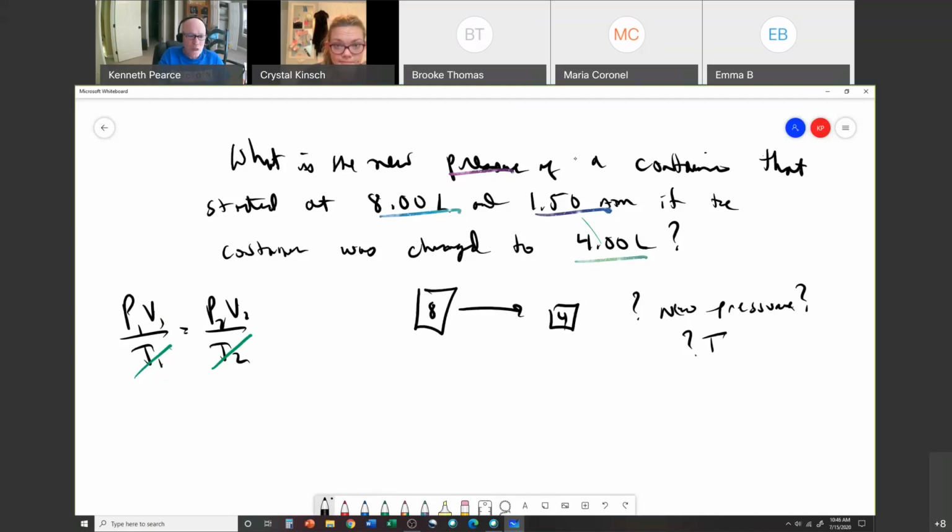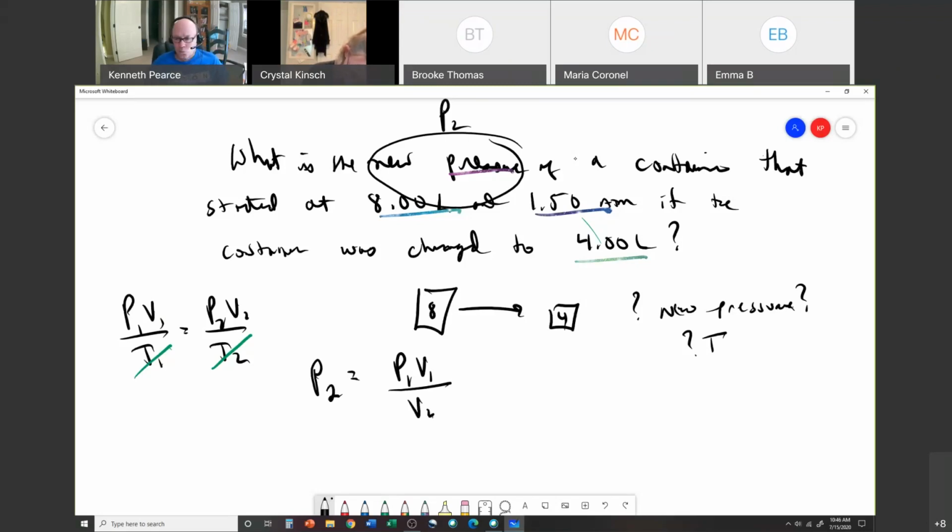Now, I don't think we can do cross multiplication here. So what I'm going to do is solve for P2. If I solve for P2, I say P2 is P1 V1 over V2. There it is. I'm looking for the new pressure, right? So I got P1 V1 over V2. And so now all I got to do is just plug and chug.